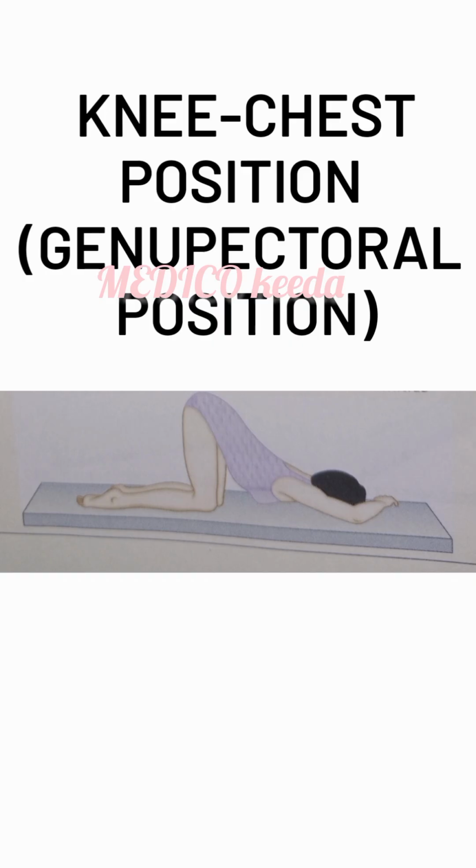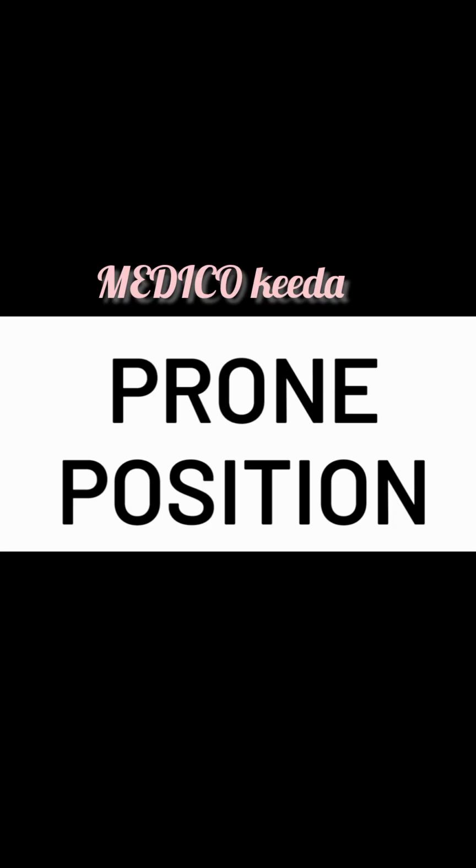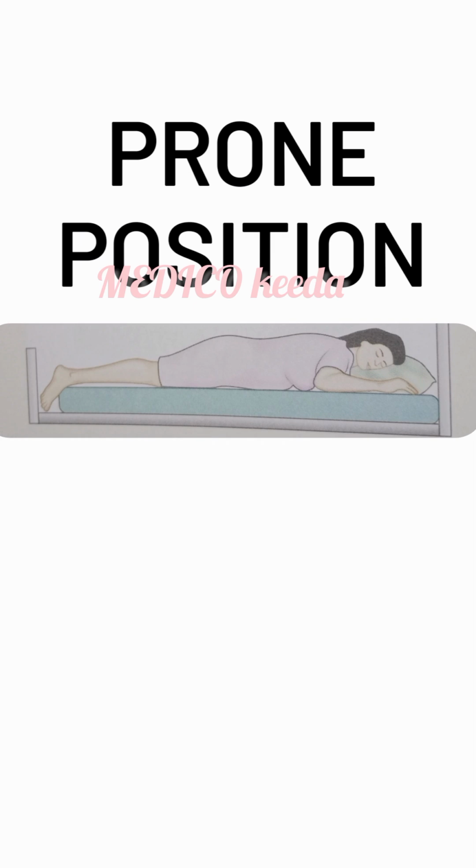Now the next position is the prone position. In this position, the patient is lying on the abdomen with the head turned to one side to promote comfort. A pillow can be used under the head, and a small pillow or towel roll can be used under the abdomen. So you have to use two pillows: the first is under your head and the second is under your abdomen.